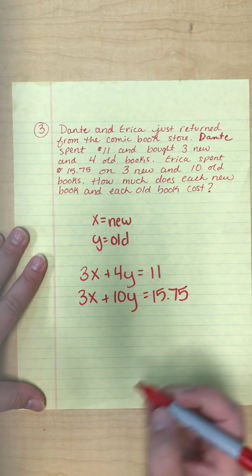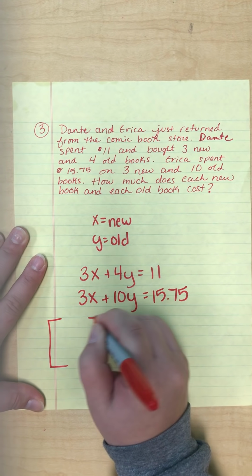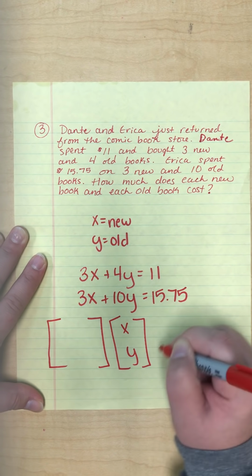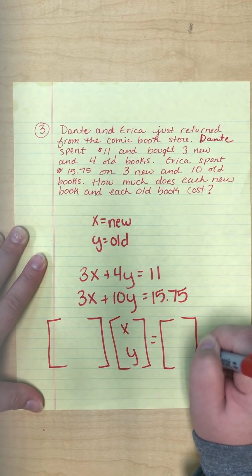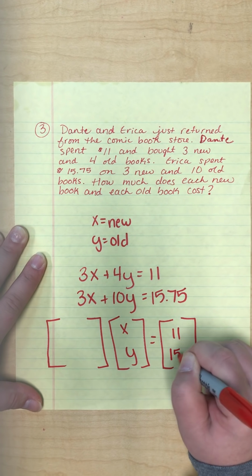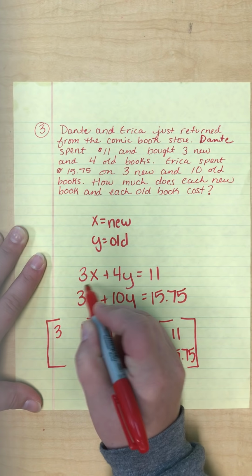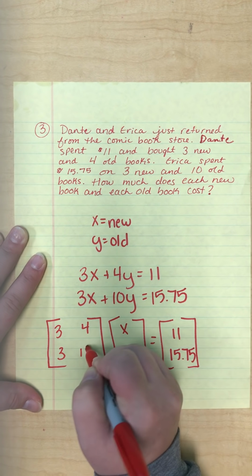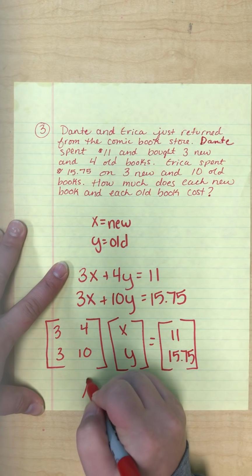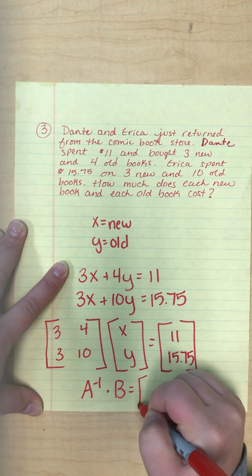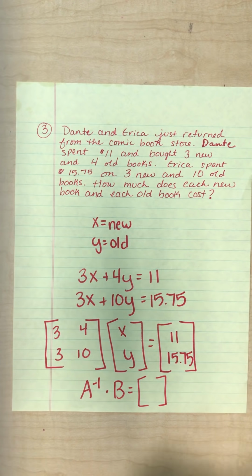And we're going to set up our matrix equation then. So we only have 2 variables this time, x and y. 11 and 15.75 is going to go here. And then we've got 3 and 4 and 3 and 10. And then I can go and type that in my calculator.